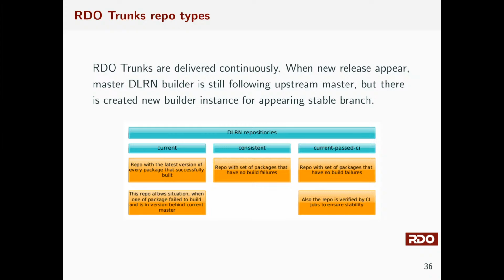On the contrary, you have the consistent repository, which has no such issue as current, so it contains only packages with no failures, and it means that if we spot FTBFS, this repo will just not be published. And the current-passed-ci is also a repository which has no failures, but is also verified by the CI jobs to ensure the stability of this repository.